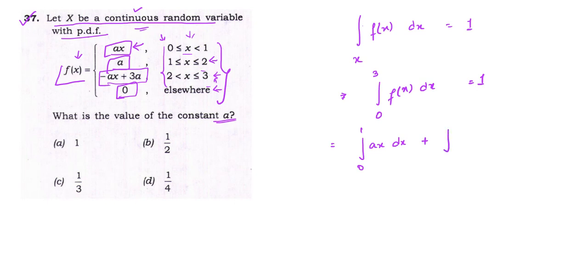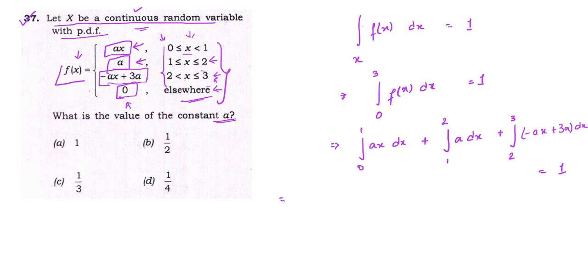Then we will have plus the second range, from 1 to 2. Again, the value of fx is a over here, so this will be simply a dx, plus the third from 2 to 3. And as you can see, elsewhere the value of fx is 0. So any value of x which is not in this 0 to 3 range, the value of the function will be 0, so I will not consider that. So we have the last range 2 to 3, where the value of fx is minus ax plus 3a dx, and this whole summation will be equal to 1.